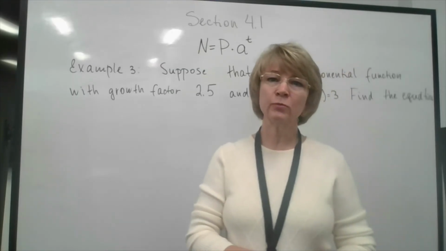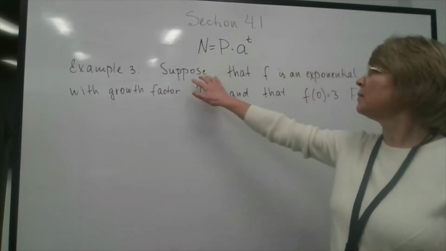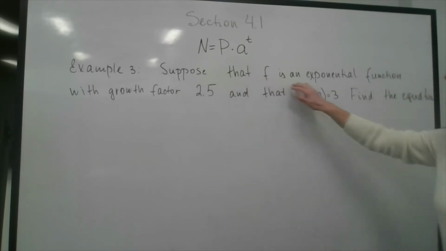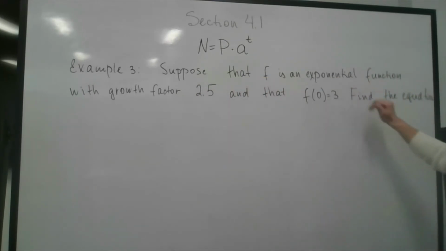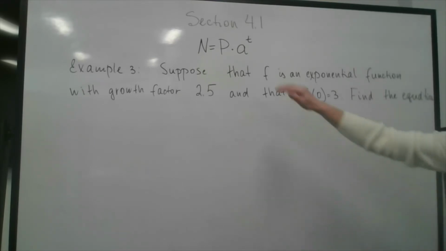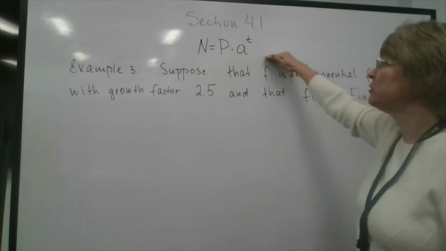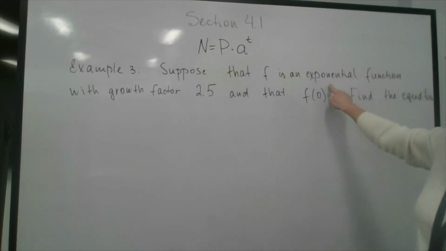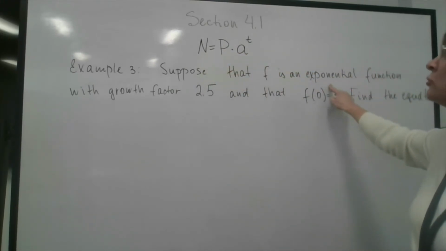Okay, let's move to the next example. Suppose that f is an exponential function with growth factor 2.5 and that f of 0 is equal to 3. Find the equation. Here's our exponential equation because we are talking about exponential function.